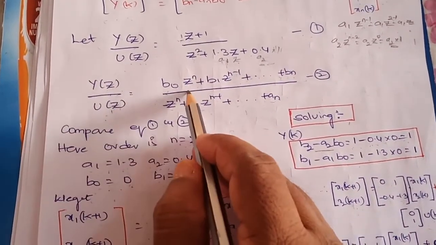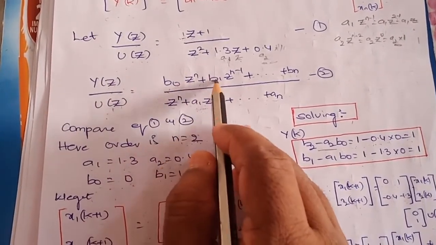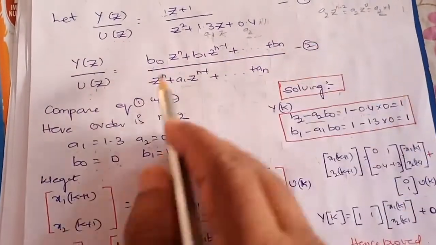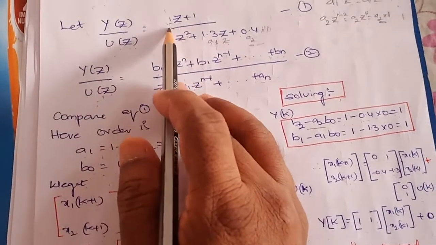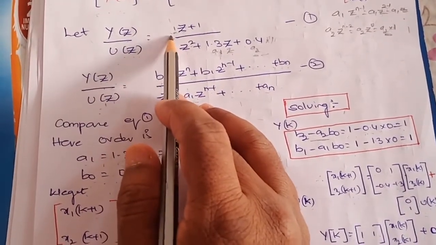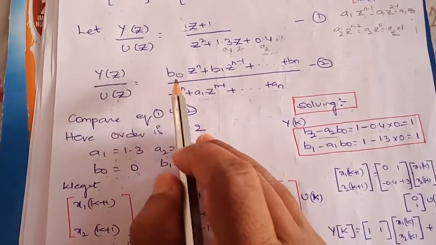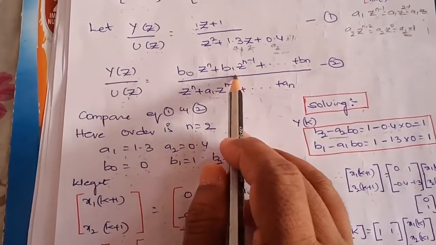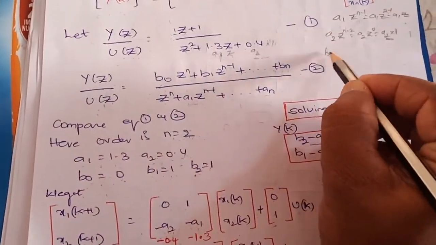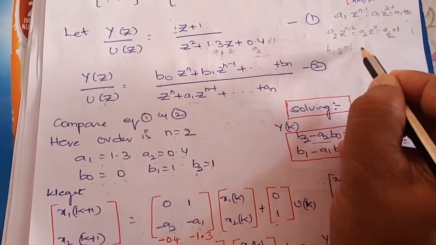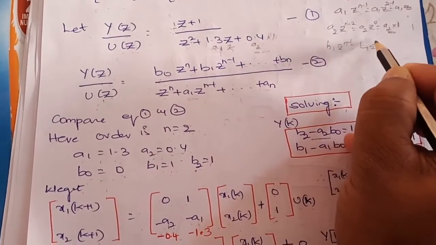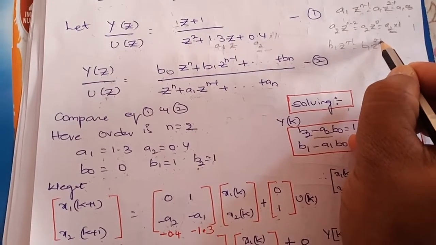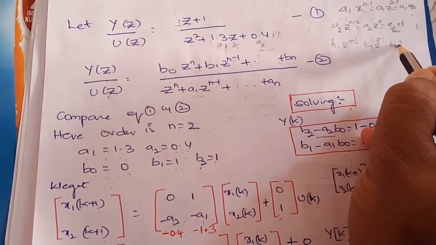Now let us find the numerator variables, b0, b1 and b2. First, b0 into z^n. Do we have any z power n in the numerator? We do not have any z power n, so simply write down the b0 value as 0. Next term is b1 z^(n-1). What is the n value? 2, so 2 minus 1 is nothing but 1. So that is simply b1 into z.